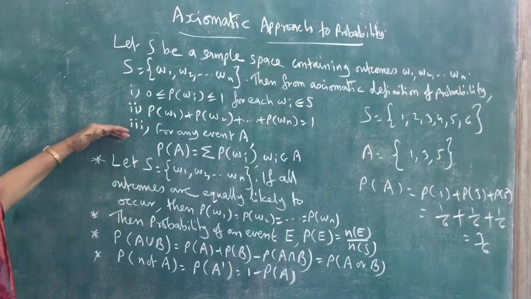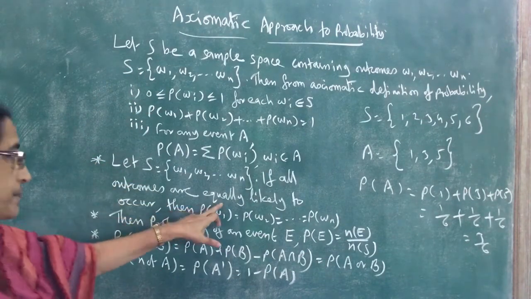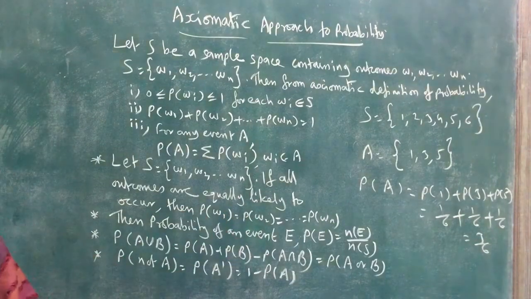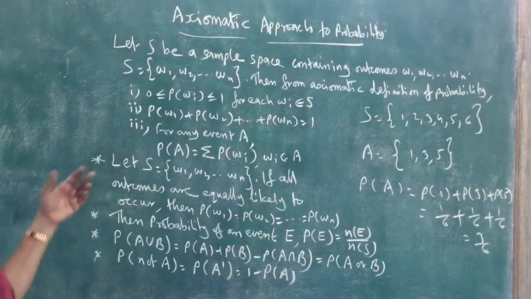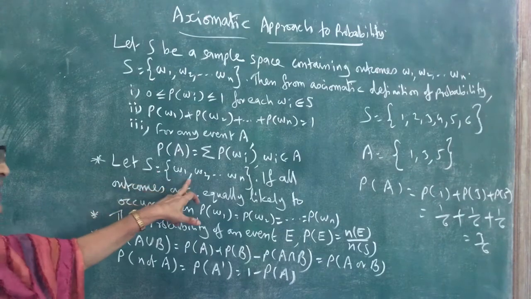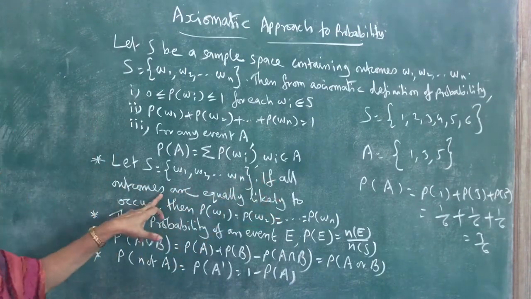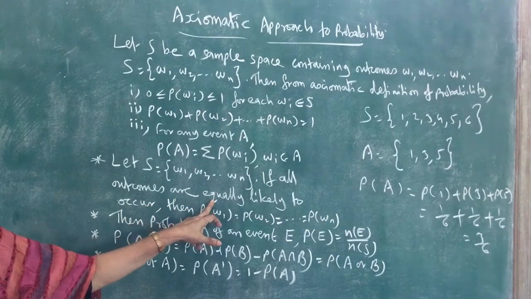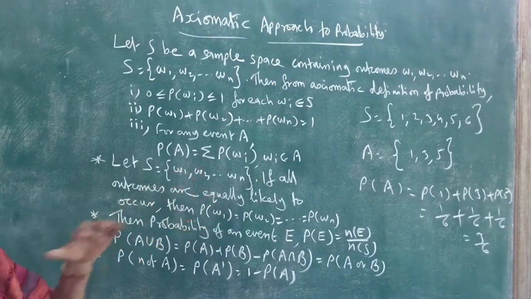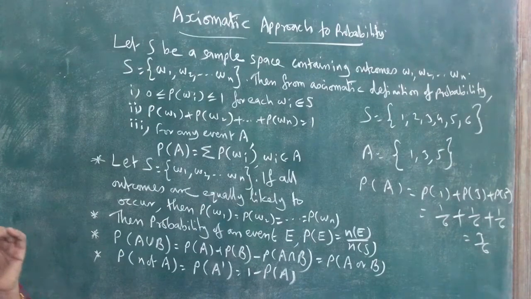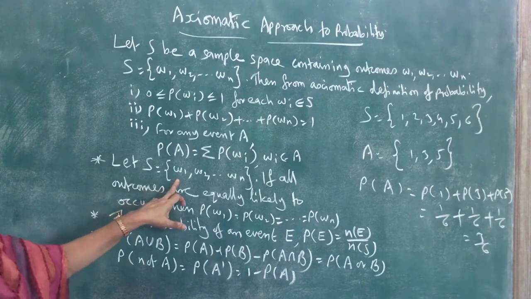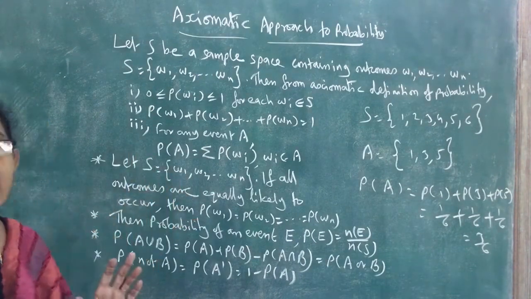Now next you have to remember the term equally likely. What do you mean by equally likely outcomes? See here, suppose the sample space S equals omega 1, omega 2, etc., omega n. If all the outcomes are equally likely to occur, it means they have equal chance of occurring. Each element of the sample space has equal chance of occurring.